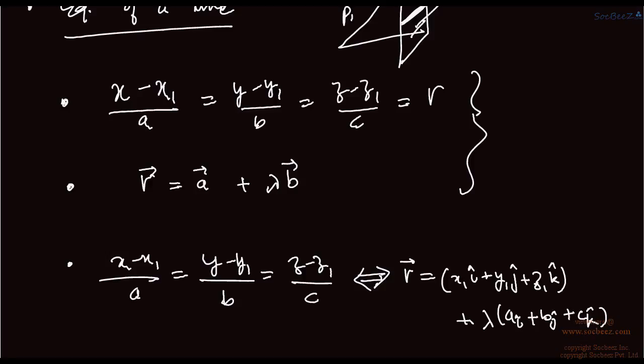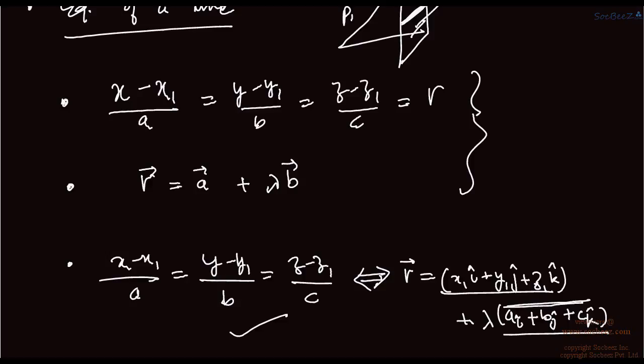Okay, so this is the formula. This is a i cap, b j cap, c k cap vector. And this is x1 i cap, y1 j cap, z1 k cap vector. So the line will be like this. Okay, so these are the forms in which a line can be represented.